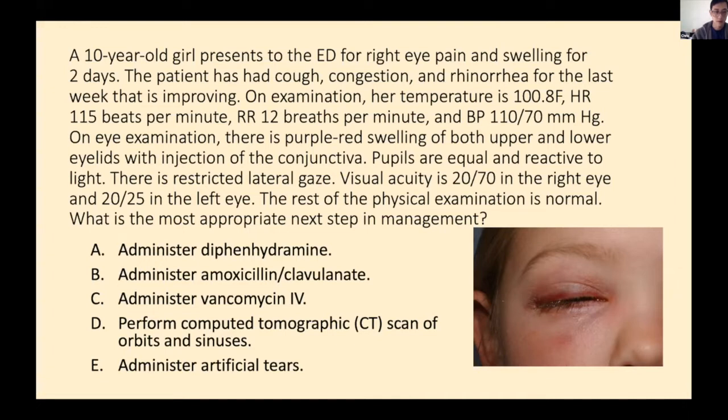So the answer is going to be C, administer vancomycin IV. So this patient has orbital cellulitis in the setting of a recent URI and sinusitis. So likely there was infectious spread from her sinuses. So A would be the right answer if there was anaphylaxis or histamine-related angioedema. B would be appropriate if it was pre-septal cellulitis. D can be performed if there's any uncertainty about the diagnosis, but you'd want to give vancomycin first, the antibiotics first. And E is incorrect.